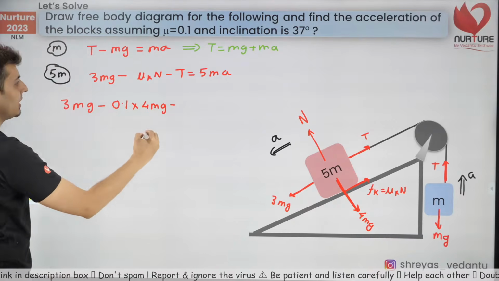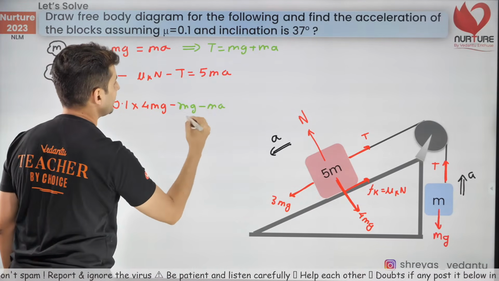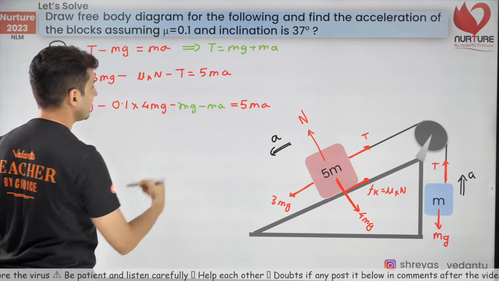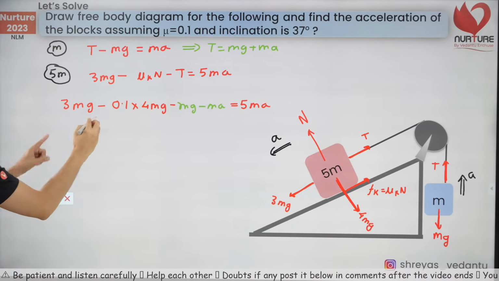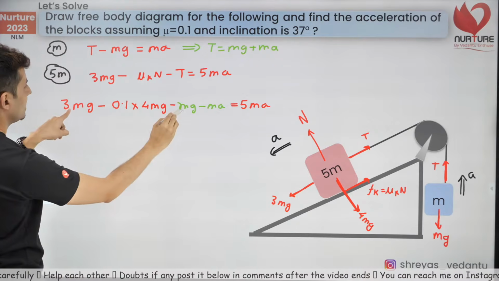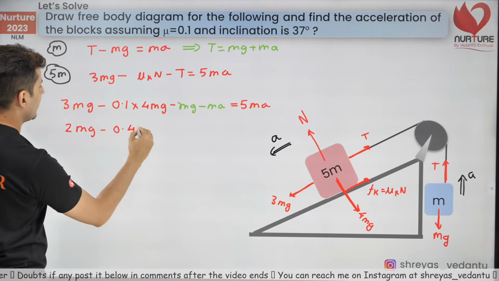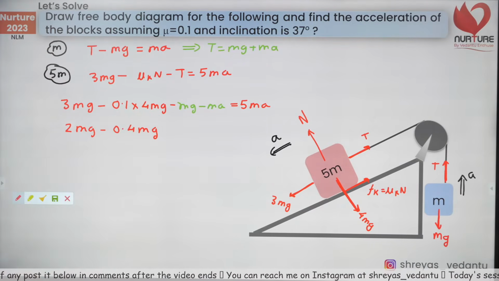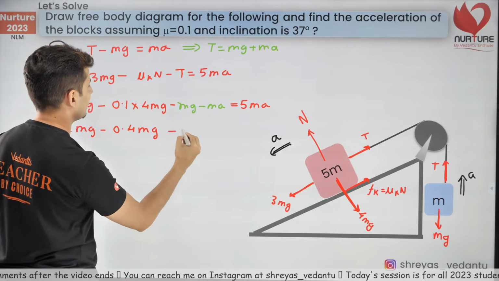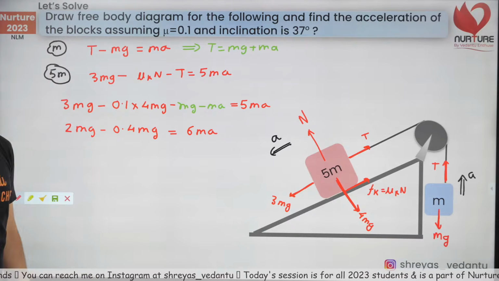So just substitute it over here. Tension is mg plus ma. Cool. So that will be equal to 5ma. Fair enough? Now rearrange these equations and just solve this. 3mg minus mg, that is 2mg, minus 0.4mg. Everybody fine? So 2mg minus 0.4mg. This, take it on the other side, so it will become 6ma. Cool.